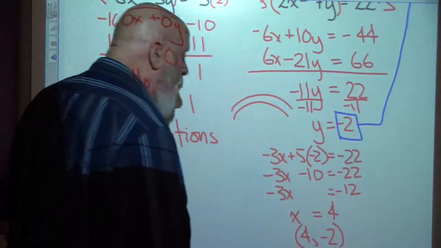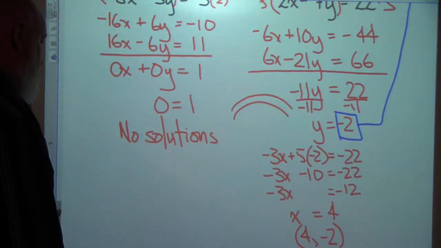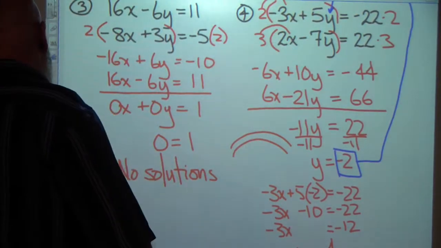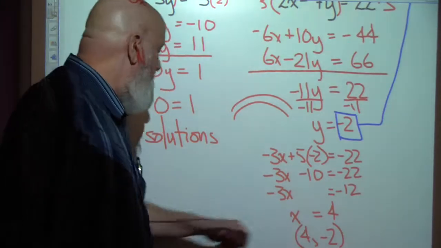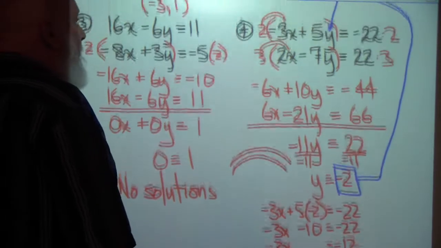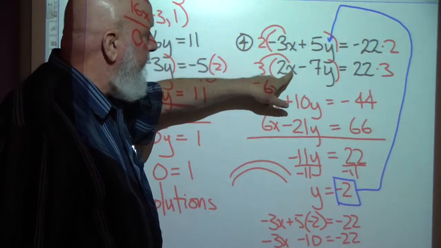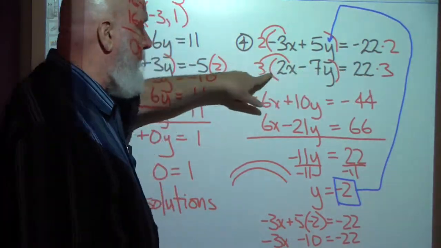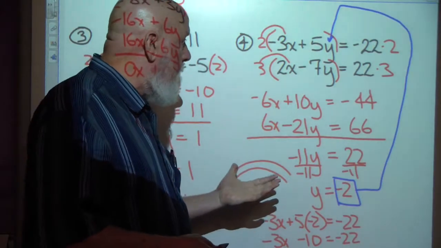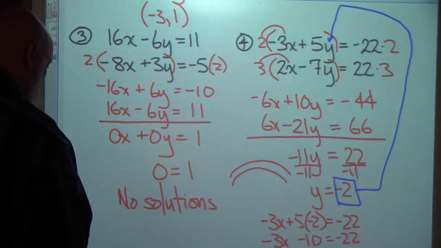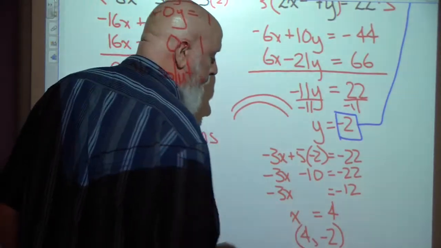This is the ordered pair that will make both of those original equations true. If I plug in a 4 here and a negative 2 here, I believe that was my solution. Yeah, 4, negative 2. If I plug in a 4 here and a negative 2 here, this equation will be true, the original black one. If I plug in a 4 here and a negative 2 here, this equation will be true. And if I graph both of those, they'll intersect at this point.